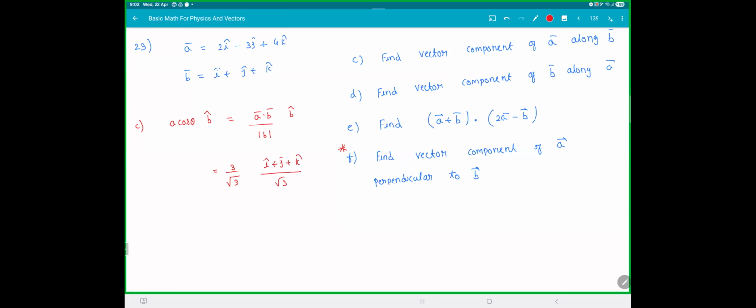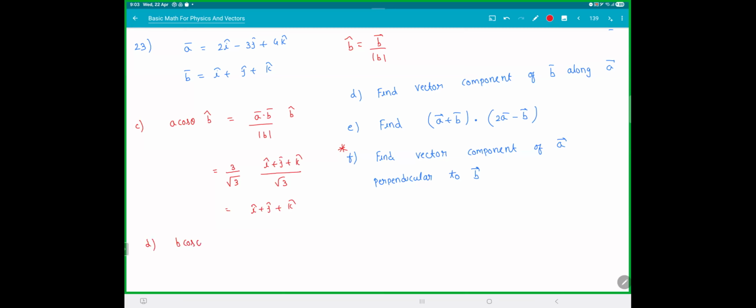Is that how we find the unit vector? So B cap is simply B bar by mod B bar. So that will cancel off. You actually end up with I plus J plus K. Clear with this? So interestingly, the component of A bar along B bar is B bar only. But what about D? You want the vector component of B bar along A bar.